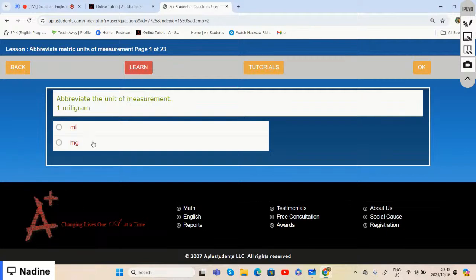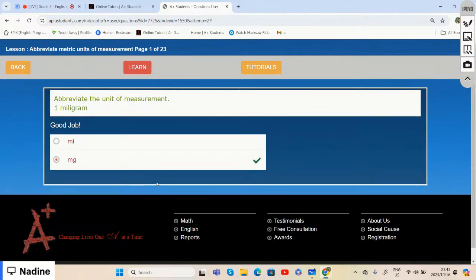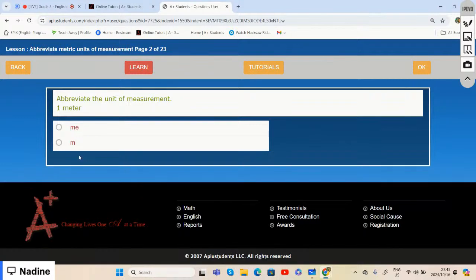All right, and then we have option 2, which is cool. Remember milligram, not milliliters, milligram. So option 2 is correct. All right, 1 meter. Is it option 1, ME for meter, or option 2, M for meter?